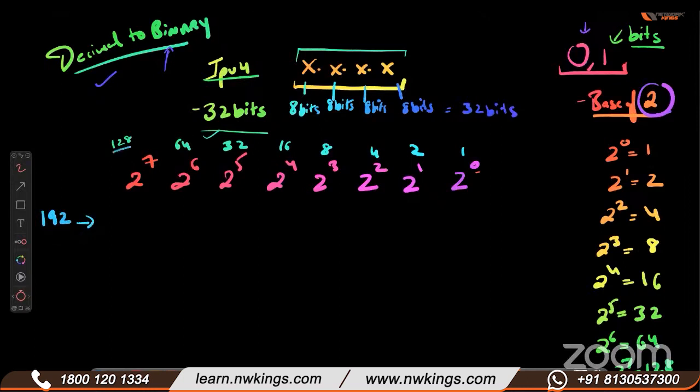So you can just count: 128 plus 64 is 192. So you just have to turn on the bit, which is called 1.